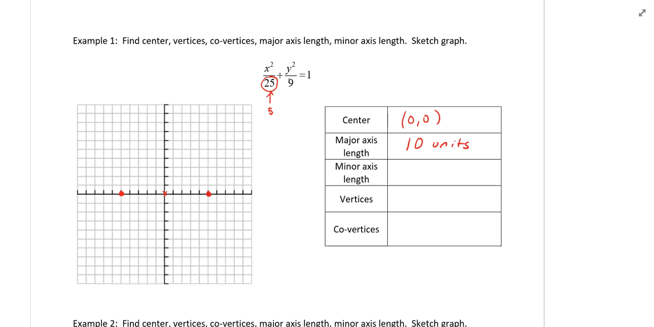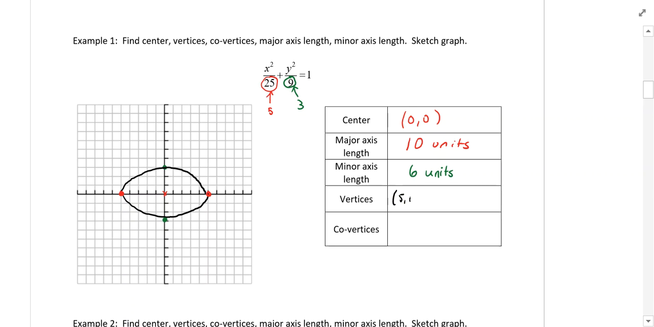Then on this one, the square root of 9 is 3. So that means I'm headed 3 up and 3 down. And so the minor axis length is 6. So the shorter radius is 3, minor axis length is 6. And so my ellipse is going to look like that.